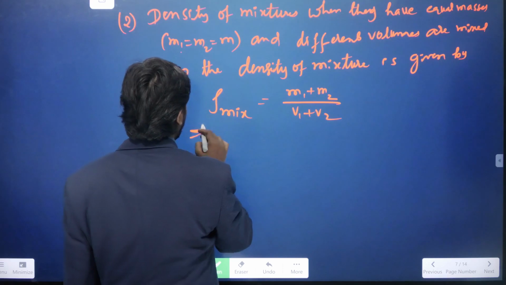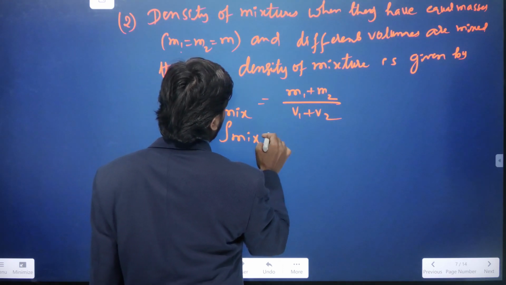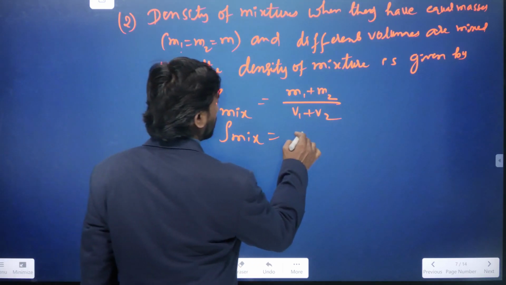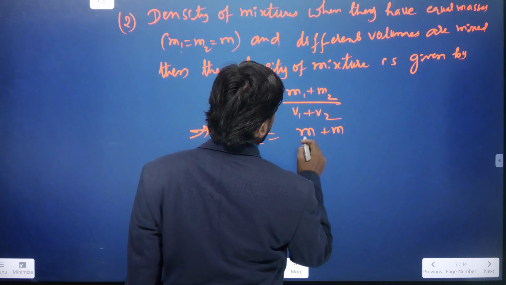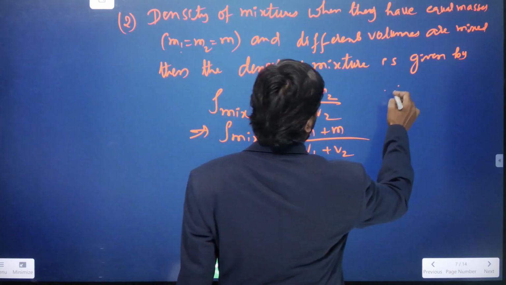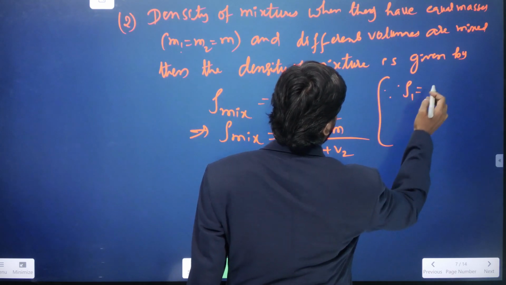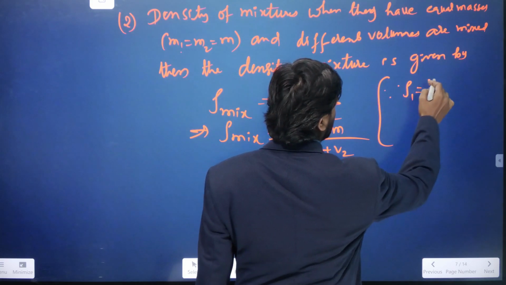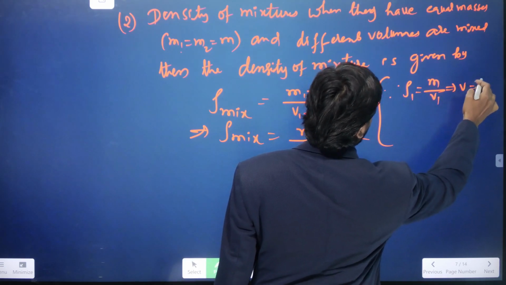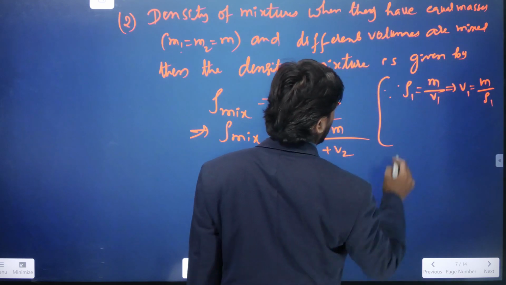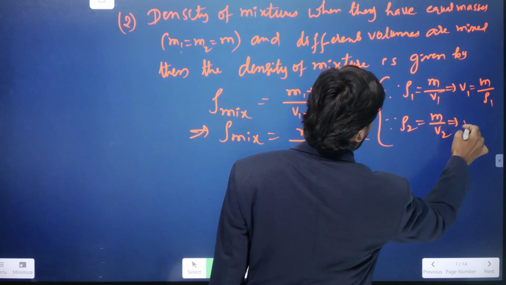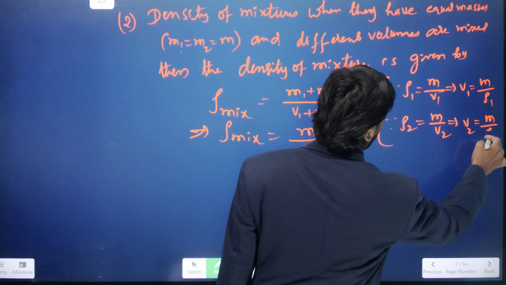So density of the mixture, we can write: m1 is equal to m2 means m1 is equal to m2 is equal to m. Then we'll write m plus m, divided by v1 plus v2. We should write v1 and v2 here. How can I write these? The first substance will have the density rho 1, the mass is m and the volume is v1. So from this, v1 is equal to m by rho 1. In the same manner, rho 2 is equal to m divided by v2, so v2 is equal to m by rho 2.